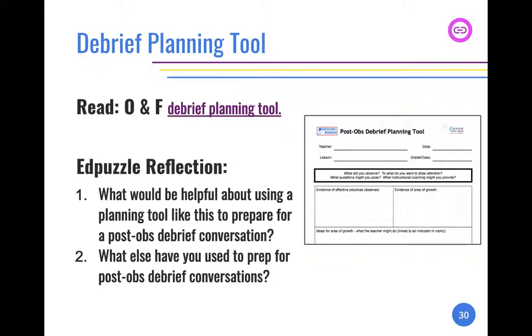Or if we don't take the time to identify what we think is the most important area of growth and some evidence related to that, we could end up talking about too many different areas of growth. And we know that we're all human and we can't get better at too many things at once. So we want to really try to identify what we think is the highest leverage area of growth. And then we'd love to have some good ideas for what the teacher might do related to that area of growth.